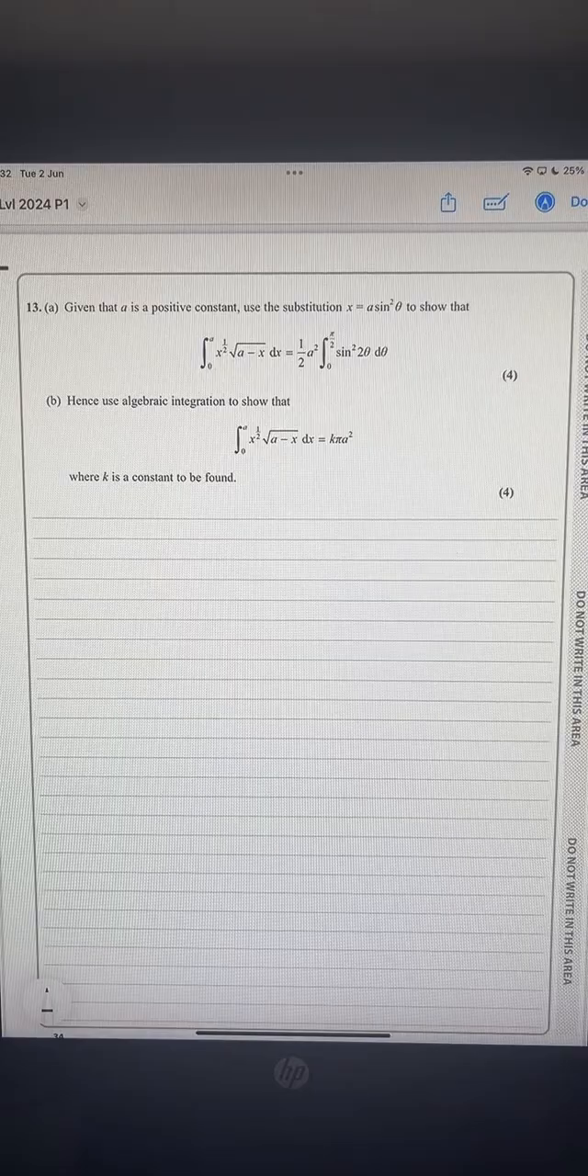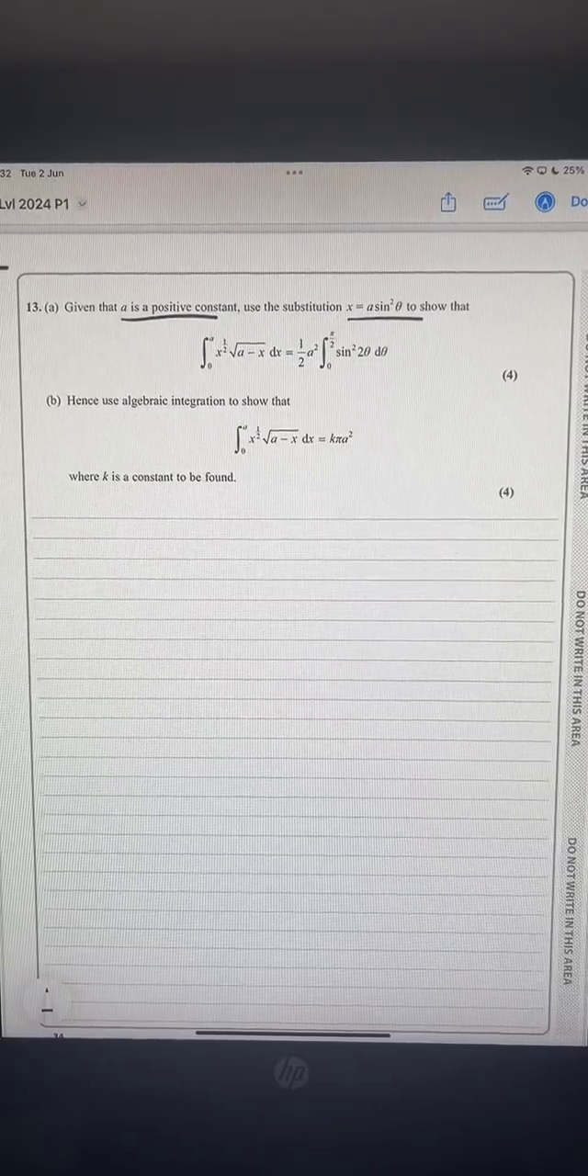Okay, cool. Let's start doing this question. Given that a is a positive constant, use the substitution x equals a sine squared theta to show that this integral can be written as this in terms of theta. So from x's to thetas. So you're doing integration by substitution.